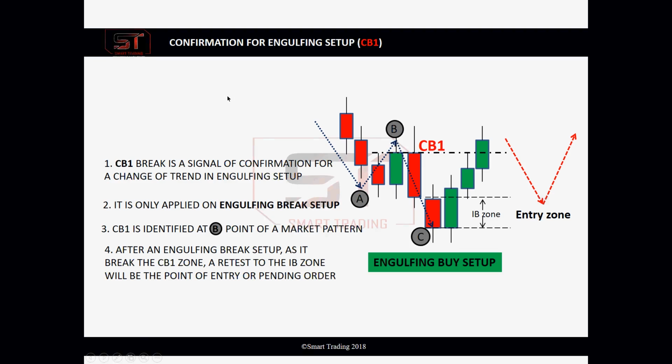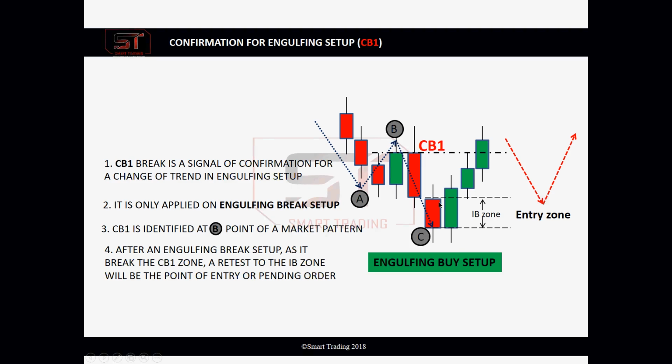Okay, so for confirmation of the engulfing setup, we call it the CB1. So the CB1 break is a signal of confirmation for the change of trend for an engulfing setup. Okay, so over here at the bottom we have a bullish engulfing setup. This is a 1v1 setup. This is the IB zone.